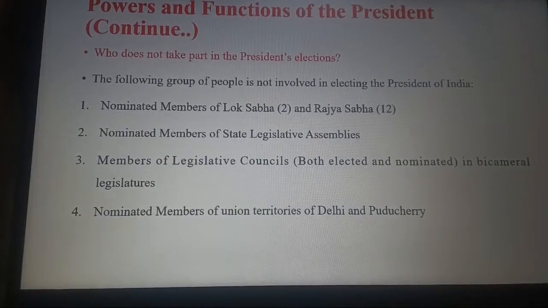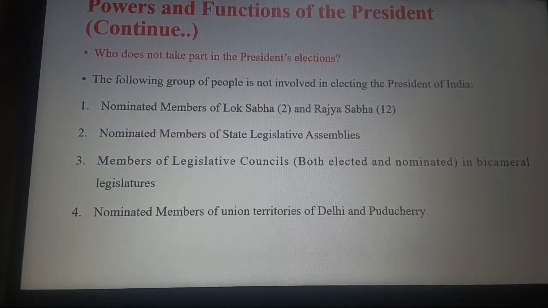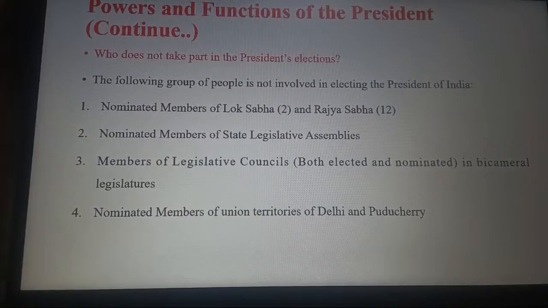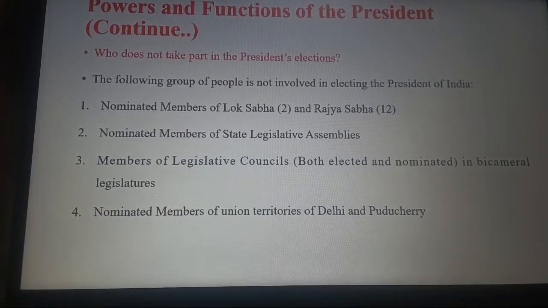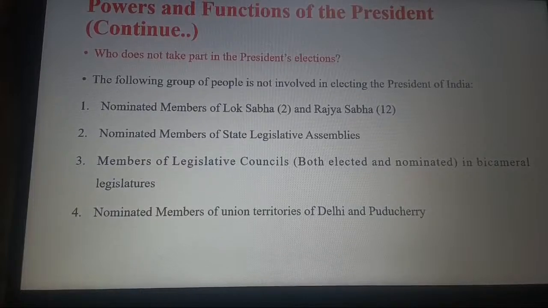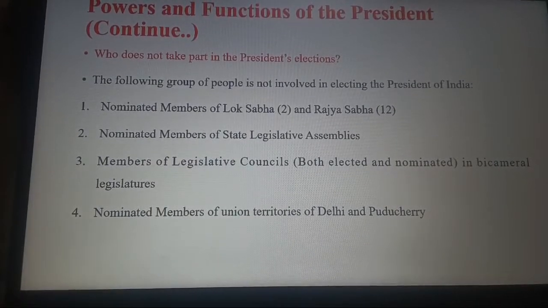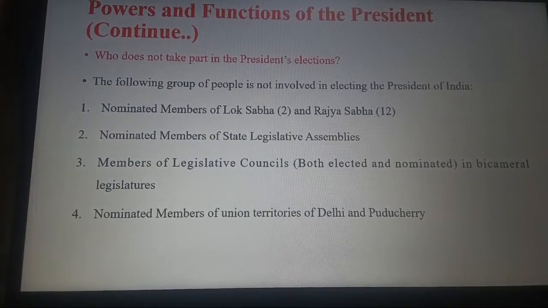The following group of people is not involved in electing the President of India: nominated members of Lok Sabha and Rajya Sabha, nominated members of state legislative assemblies, members of legislative councils both elected and nominated in bicameral legislatures, and nominated members of the union territories of Delhi and Puducherry.